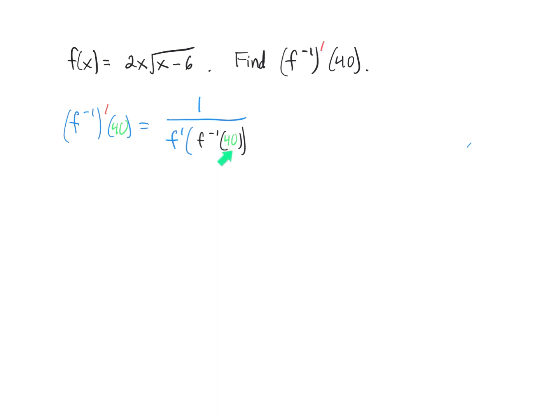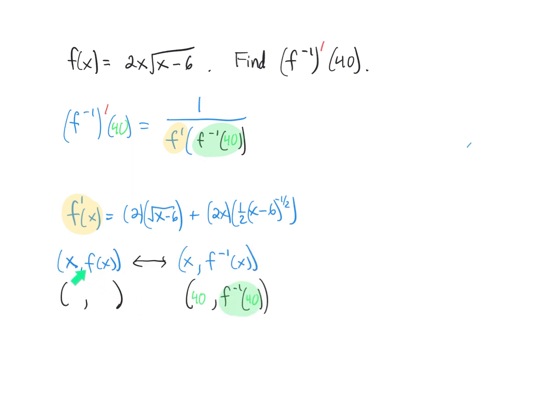And notice at this point that we need to find two things in order to evaluate this derivative. The derivative of f and the output from the inverse function when the input is 40. So first, f prime of x using the product rule. Second, let's find that.